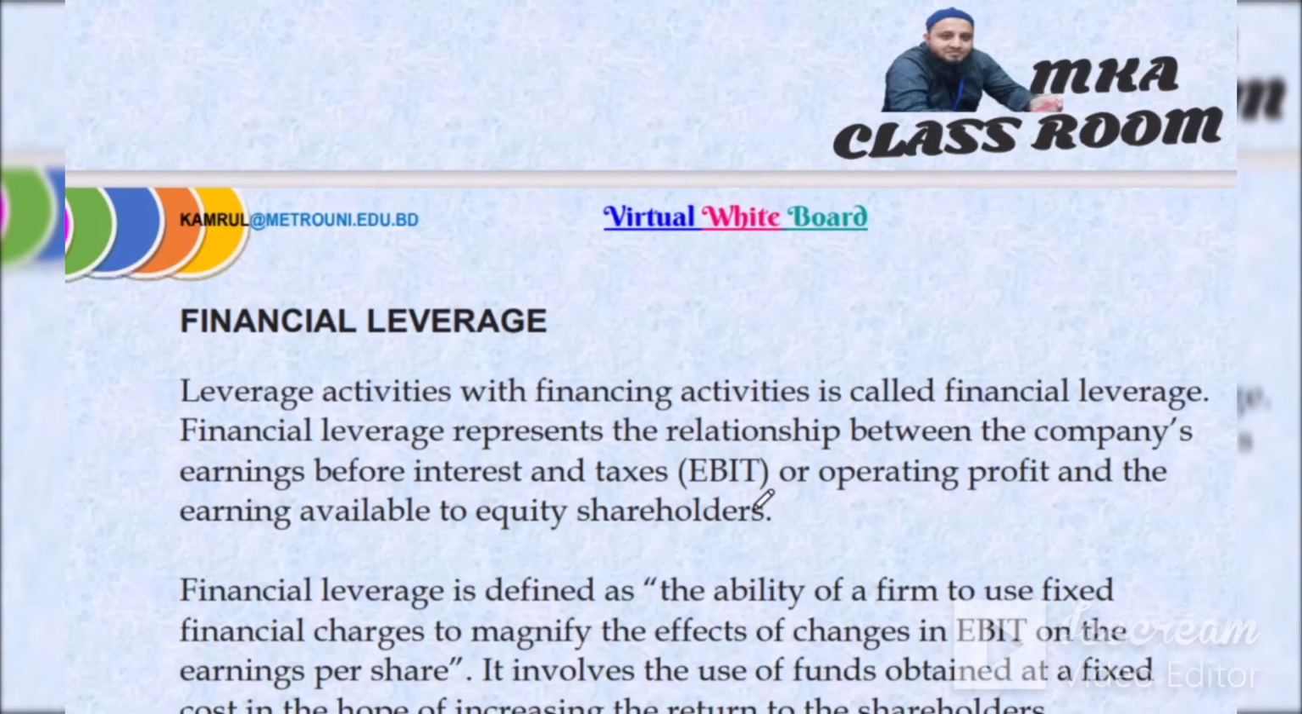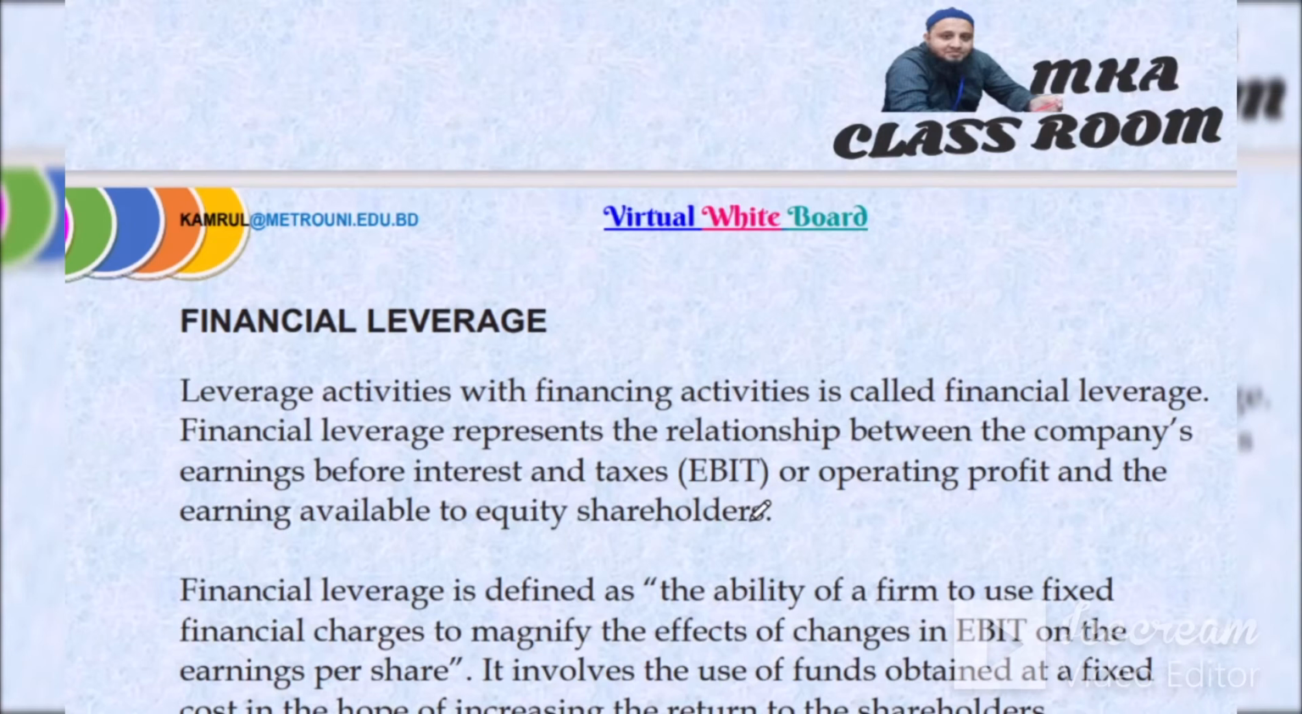Financial leverage arises by the use of financial fixed cost. Whenever a firm takes a loan from the bank or financial institutions, that firm has financial leverage, or you can call it a levered firm. So leverage activities with the financing activities is called financial leverage.